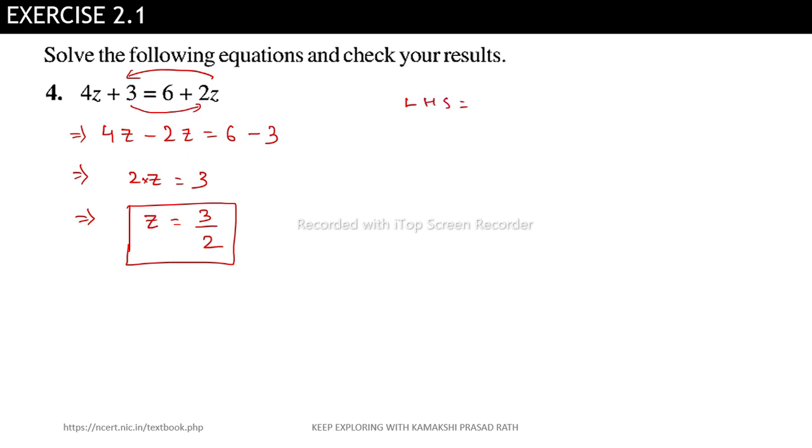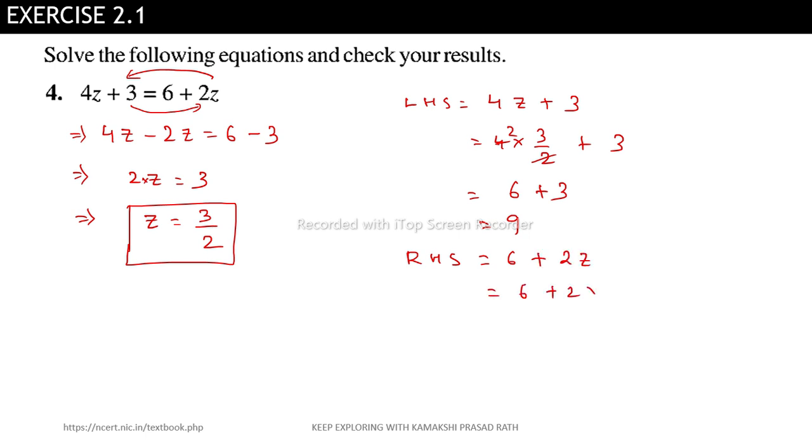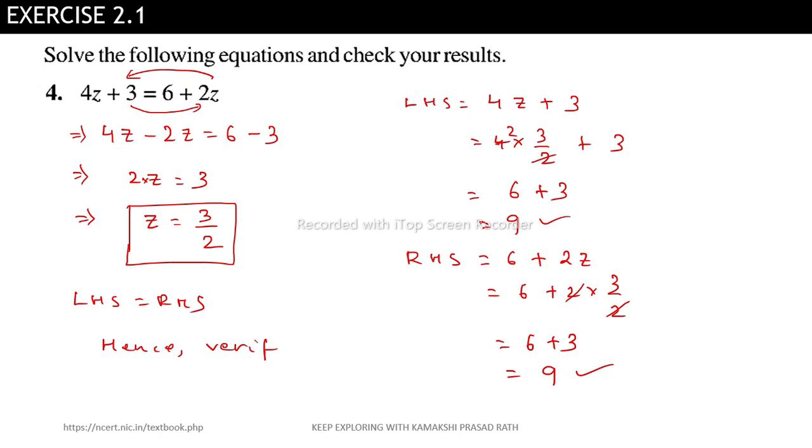So LHS is 4z plus 3, that is 4 times z. z is nothing but 3 by 2, plus 3. So first multiplication, 2 fours are 8... wait, 4 times 3 by 2: 2 2s are 4, so we have 6 plus 3, that is equal to 9. Now the right hand side RHS is 6 plus 2z, that is 6 plus 2 times 3 by 2. 2 gets cancelled, and we are left with 6 plus 3, that is also 9. So here we see again LHS is equal to RHS, hence our solution is verified.